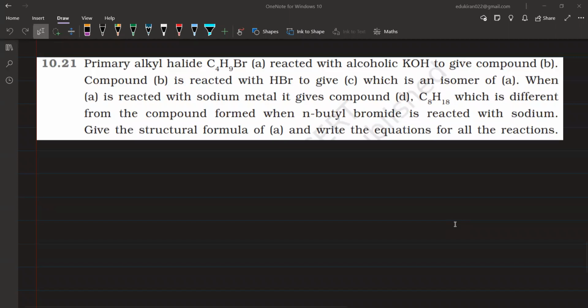4 more minutes, and then I will do this question. Primary alkyl halide. First of all, it is primary. C4H9Br reacts with alcoholic KOH to give a compound B. The compound B is reacted with HBr to give C, which is an isomer of A, but it is not A. When A is treated with sodium metal, it gives compound D, that is C8H18, which is different from the compound formed when N-butyl bromide is reacted with sodium.